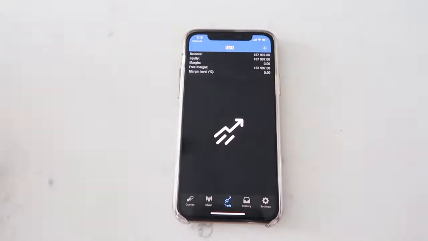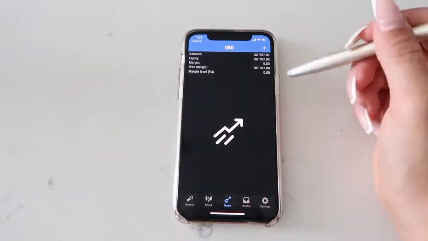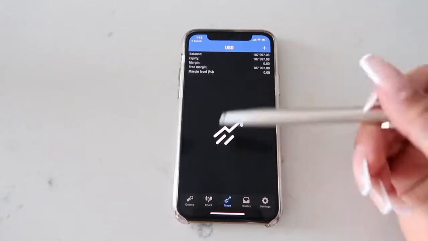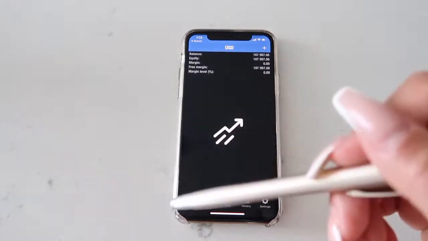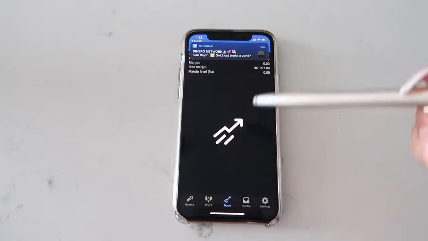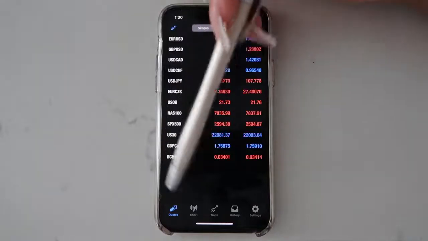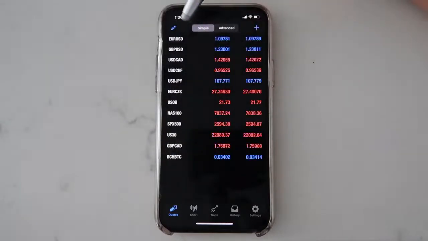So now that you're in your account, whether it may be a demo account or a live account, this may be one of the first pages that you see, but I'm going to go from the very left to the right, breaking down each page and what each page means. You're going to come down to your quotes. So your quotes are going to be where you see all of the pairs that you have available to trade.